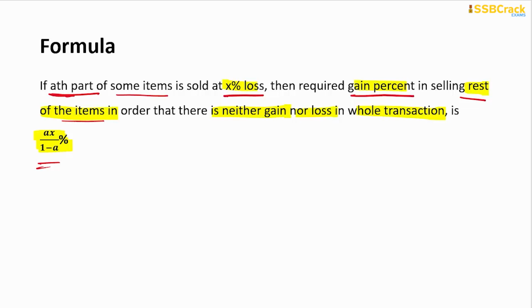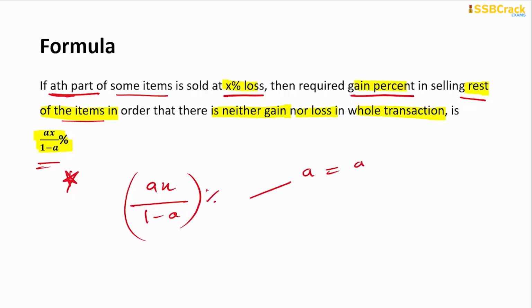Alright, so let's check out an example to correctly get a hint about this formula, which is AX upon (1 minus A) percent. What will be A? A will be the certain part of those atoms that the person is selling at X, that is, X% loss. So knowing A and X is enough to get the required gain percent to have neither profit nor loss in the overall transaction.